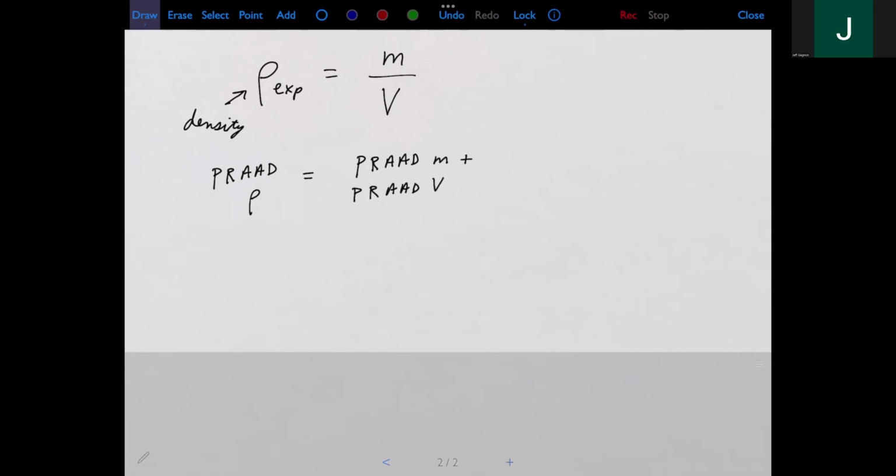All right, that'll be the PRAD for density. And then finally, the third thing that you had to compute in that table, the third row, is the percent experimental error. That's when you compare your value to the gold standard, which we're going to assume today is 2.70 grams per centimeter cubed. That's the gold standard for the density of aluminum.